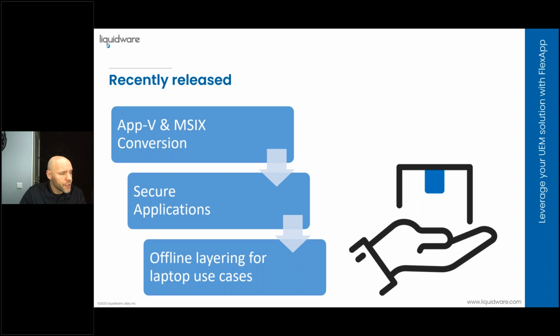Also, we released secure applications, and that means that we now are able to assign our own apps that we package with FlexApp with your company certificate authority, but also added two-factor authentication before we can launch an app using OAuth, like Office 365 authentication.